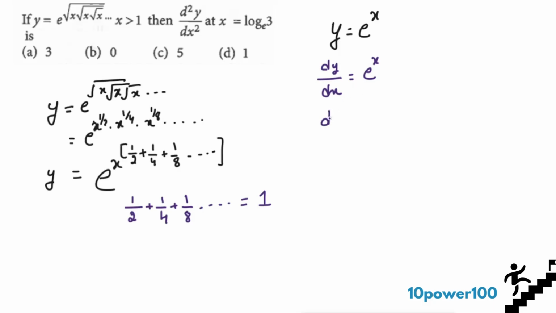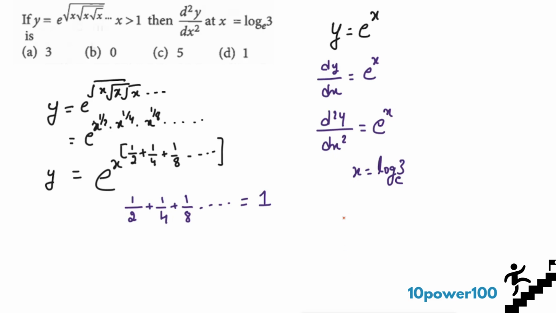Now let's differentiate one more time. dy by dx differentiation is d square y by dx square. Once again, exponential function differentiation is exponential function only. Okay, now they have asked us to find out d square y by dx square at x is equal to log 3 the base e. Let's substitute x is equal to log 3 the base e.